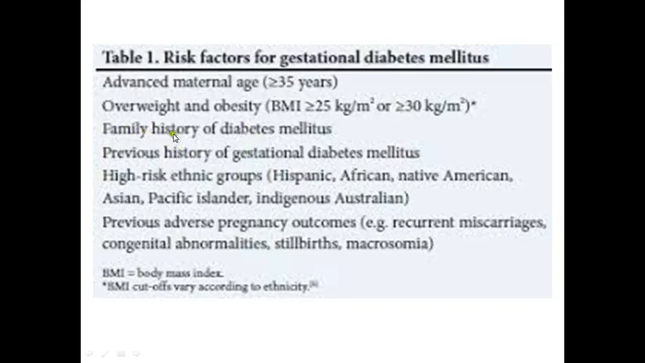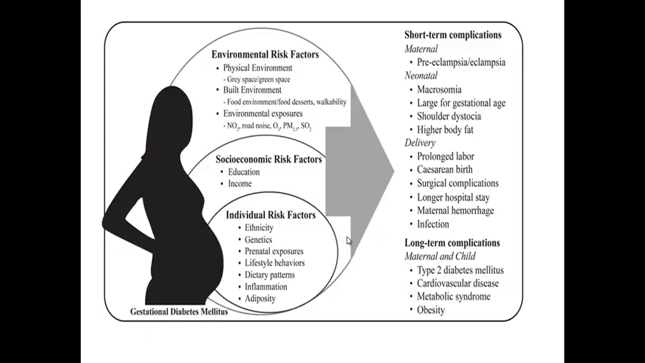Then family history of diabetes, and a previous history, that is, if in a previous pregnancy she had gestational diabetes. Then higher risk ethnic groups: Hispanics, Africans, Native Americans, Asians, Pacific Islanders, Indigenous Australians, they all are at risk. So we as Asians are at risk of gestational diabetes. Previous adverse pregnancy outcome, like if the patient has had a lot of miscarriages, congenital abnormalities or stillbirth, or delivered a macrosomic baby, that is a large baby of 4.5 kg, then the chances are that she might have had GDM at that time and she will develop GDM now.